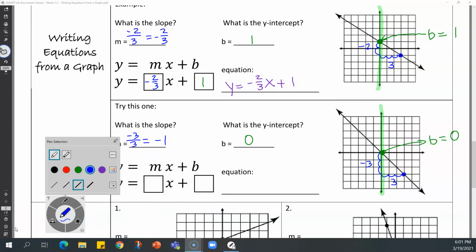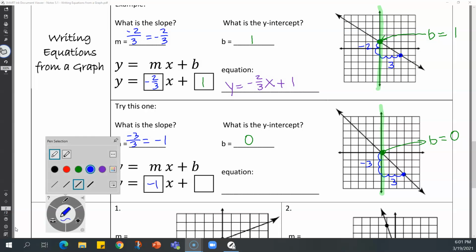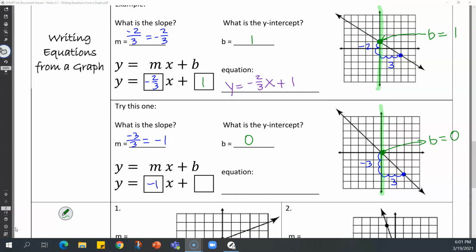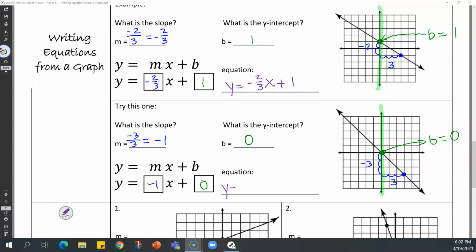Again, I'm going to plug that right into my equation. Y equals m, -1, x, not forgetting our x, plus b, which is 0. Wasn't a very pretty 0. So I put those all together, and I get y equals -1x plus 0.